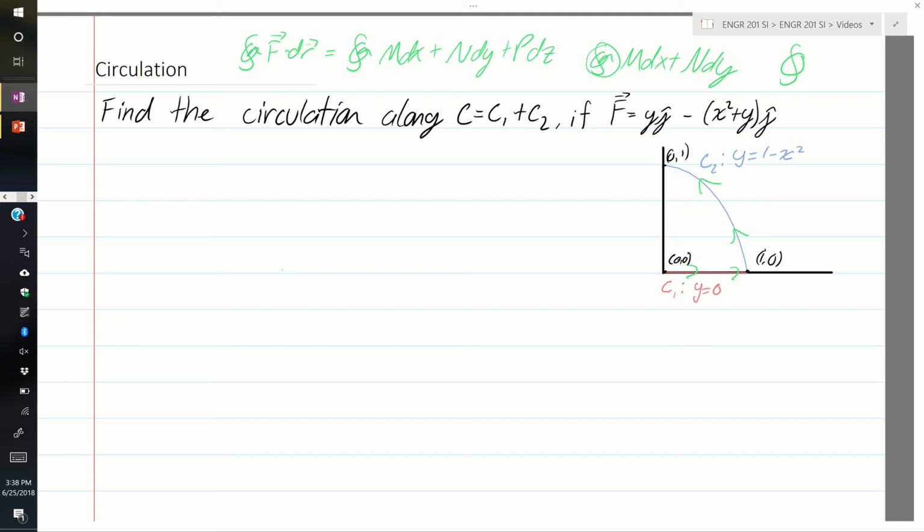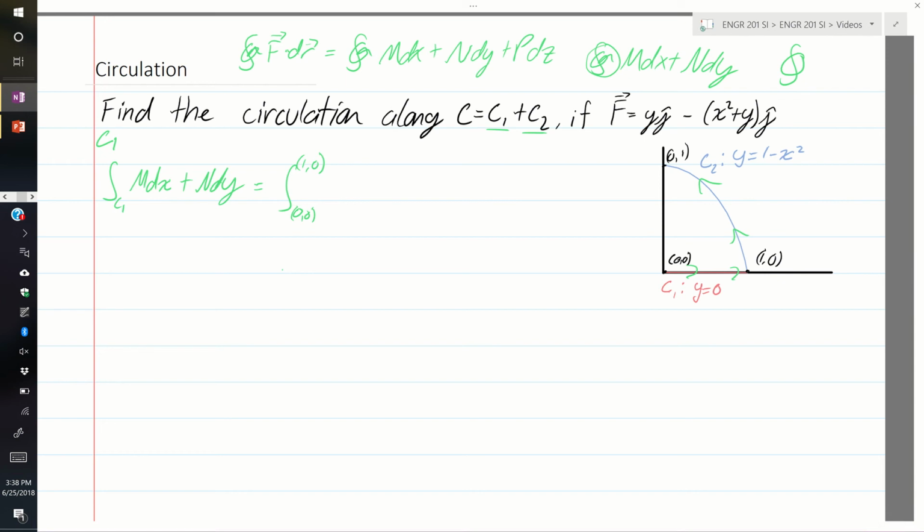Now to find circulation, again, we have to look at the integral of M dx plus N dy for each of C1 and C2. So first we're going to do C1. So this is along C1. This will equal the integral from (0, 0) to (1, 0). And we're looking at this in terms of x and y.